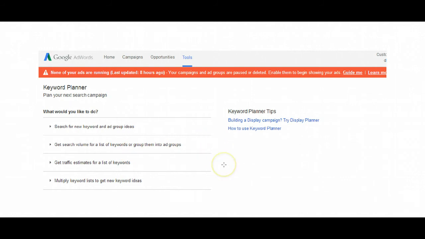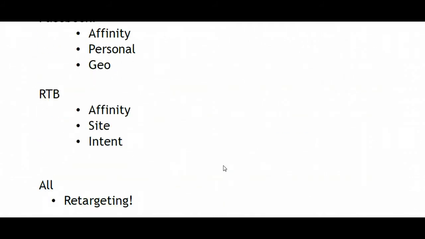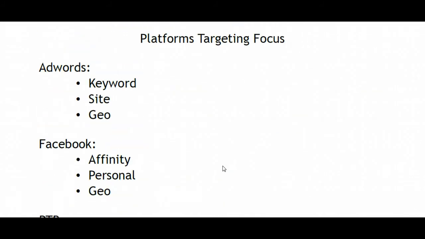Now, AdWords also does other types of targeting, especially through YouTube. So I'm not suggesting that's all you can do with AdWords, but this is what people, in my experience, typically use AdWords for: keyword targeting, site targeting, and geo-targeting. Site targeting is targeting specific sites. Geo-targeting is targeting, obviously, where the surfer is, where the visitor is physically.